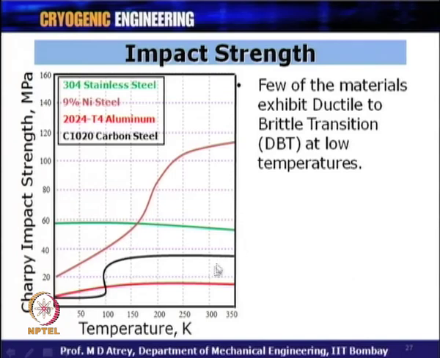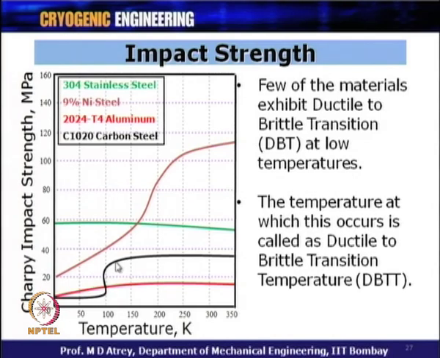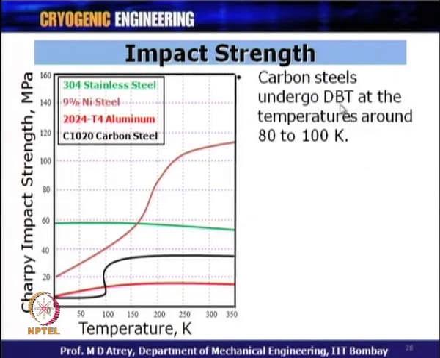That means maybe this material was ductile in this temperature range, and suddenly it has become brittle in this temperature range. It has undergone a DBT, or a ductile to brittle transition, in this temperature region. That is what we call S. While this does not happen for stainless steel, it is happening for carbon steel. So, carbon steel basically undergoes ductile to brittle transition at low temperature. And the temperature at which this transition happens is called the ductile to brittle transition temperature, DBTT. And this DBTT for carbon steel is around 80 to 100 Kelvin. So, carbon steel undergoes DBT at temperatures around 80 to 100 Kelvin.